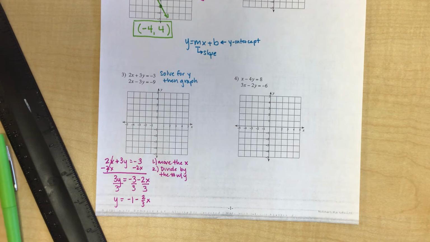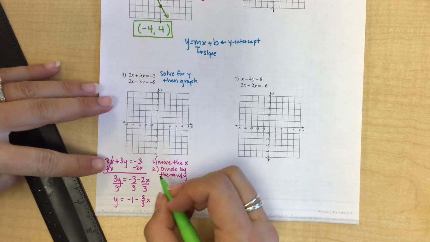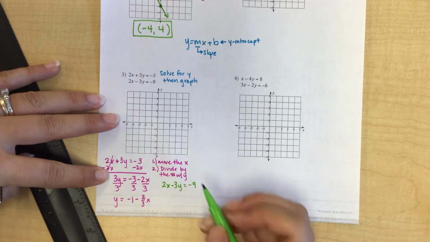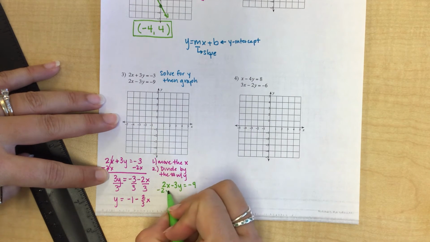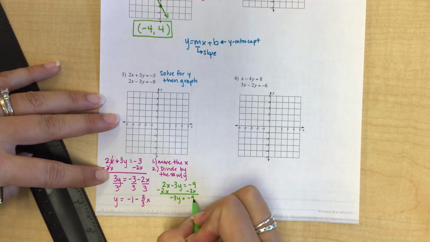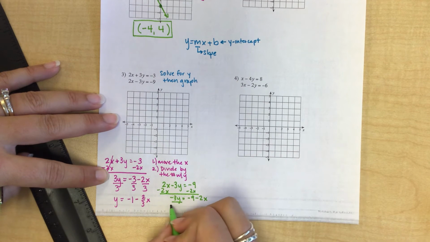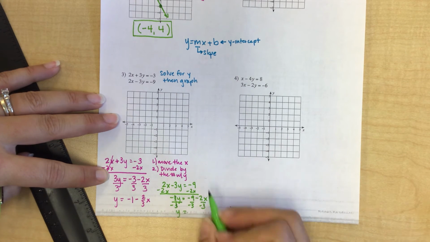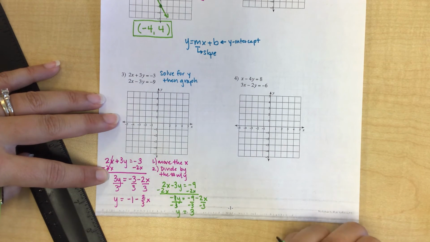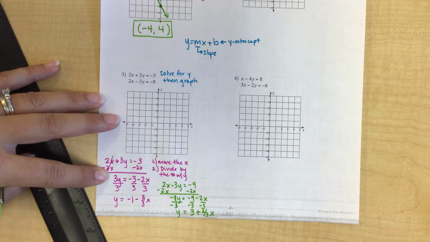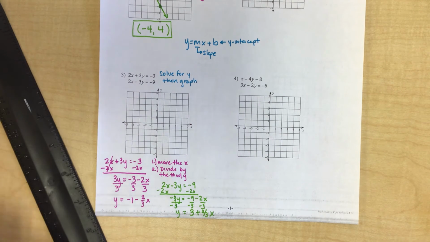All right, so then if I look at the second equation here, I have 2x minus 3y equals -9. Start with step 1, move the x, so minus 2x from both sides. So -3y equals -9 minus 2x, and then divide by -3. So these would cancel. I'd have y equals -9 divided by -3 is +3. -2 divided by -3 becomes +2/3 x. Okay, so now these are the two equations that I'm going to graph.